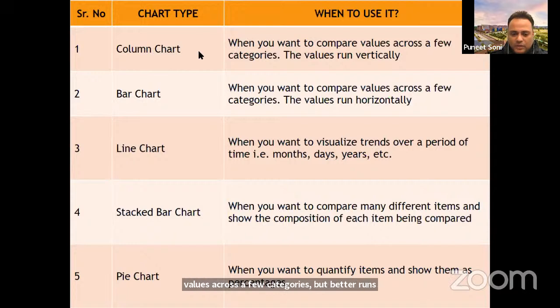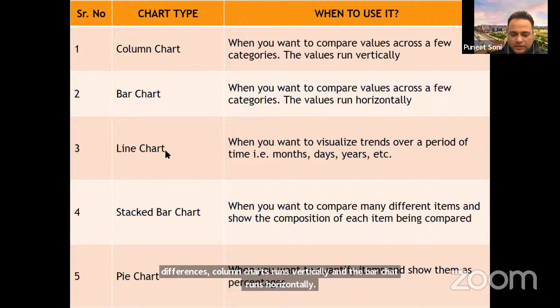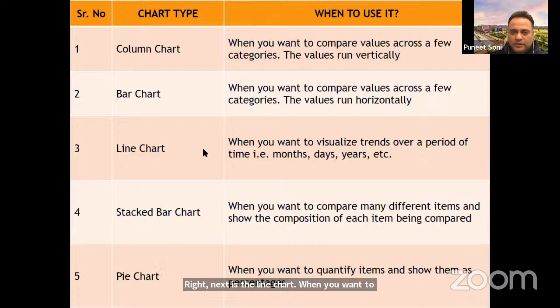Basic difference is column charts run vertically and the bar chart runs horizontally. Next is the line chart. When you want to visualize the trend over a period of time, that is during a particular duration, we want to compare the trend within the days, months, years.